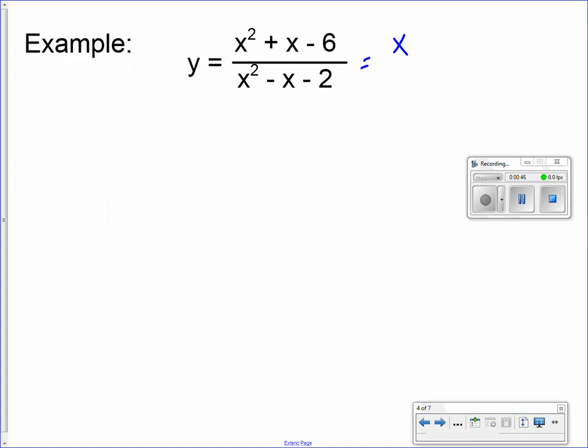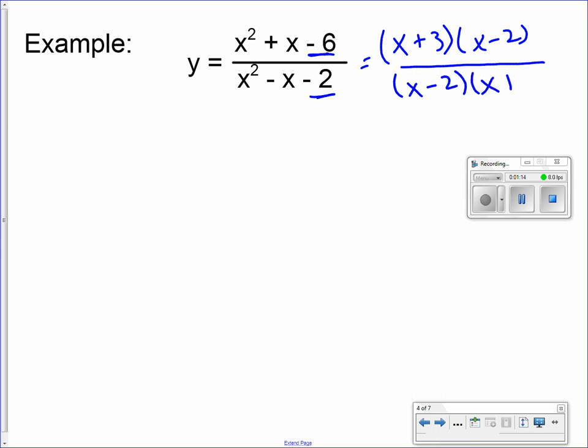Two factors that multiply to -6 and add to be +1. It's going to be x plus 3 and x minus 2. They have to have different signs because their product is negative. And in the denominator, two factors that multiply to -2 and add to -1. So -2 and +1.